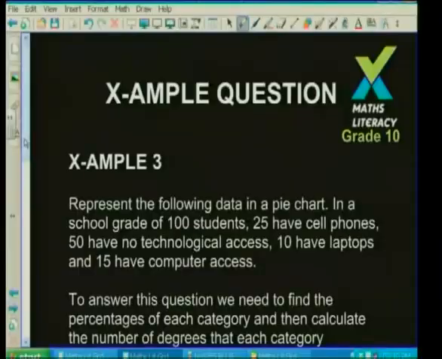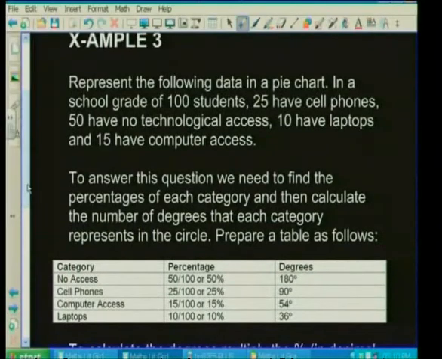Next thing, represent the data in a pie chart. Or rather, represent the following data in a pie chart. In a school grade of 100 learners, 25 have cell phones, 50 have no technology access, 10 have laptops, and 15 have computer access. To answer this question, we need to find the percentages of each category and then calculate the number of degrees that each category represents in the circle. Prepare a table as follows.